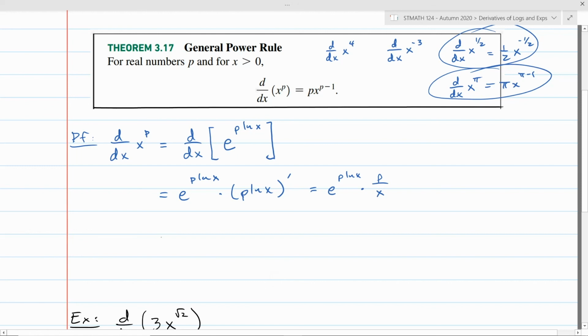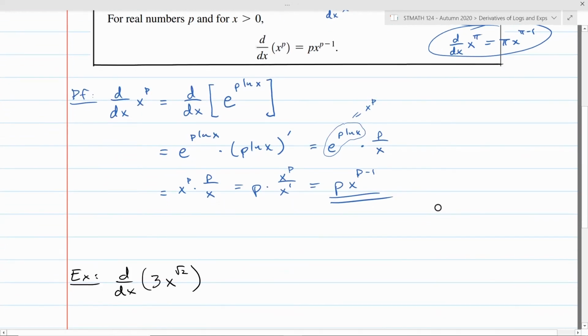And then for the grand finale, I just have to remember that e to the p natural log of x is really just the same thing as x to the p. So let me write this as x to the p times p over x. So this is p times x to the p over x to the 1, and that's the same as p times x to the p minus 1, which is what we're supposed to get for the power rule. Pretty cool, huh? That change of base formula is pretty handy.